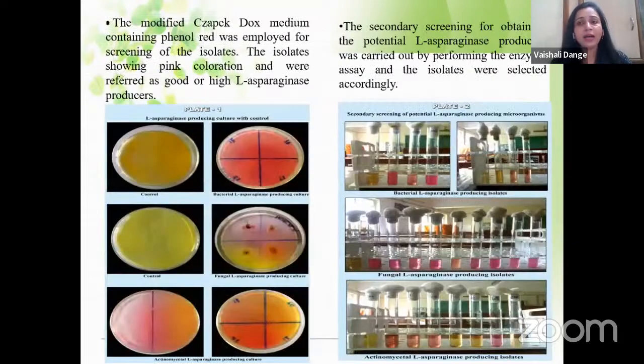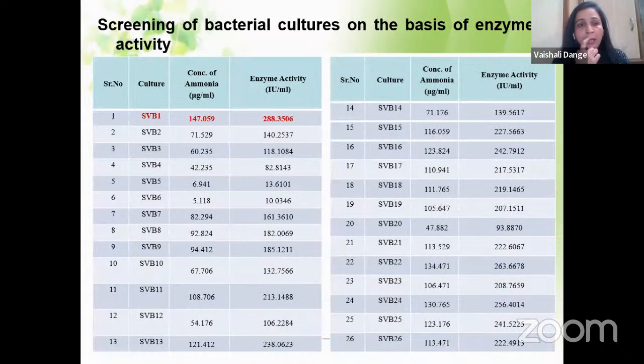After that, I did the screening of my isolates with the help of different plates. You can see here these plates showing positive L-asparaginase production, showing whether the enzyme is produced by the culture or not. You can see it in the plate and in the test tube, where I did the secondary screening of this enzyme.